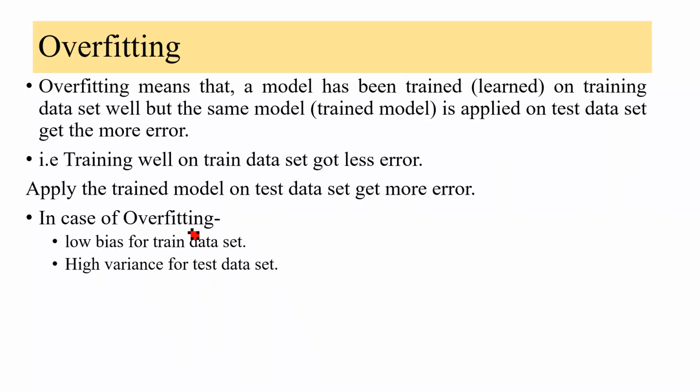So what is overfitting? Overfitting means that a model has been trained well on the training data set, but when the same model is applied on the test data set, you get more error. That means on the training data set the error is less, and when you apply the trained model on the test data set, you get more error.